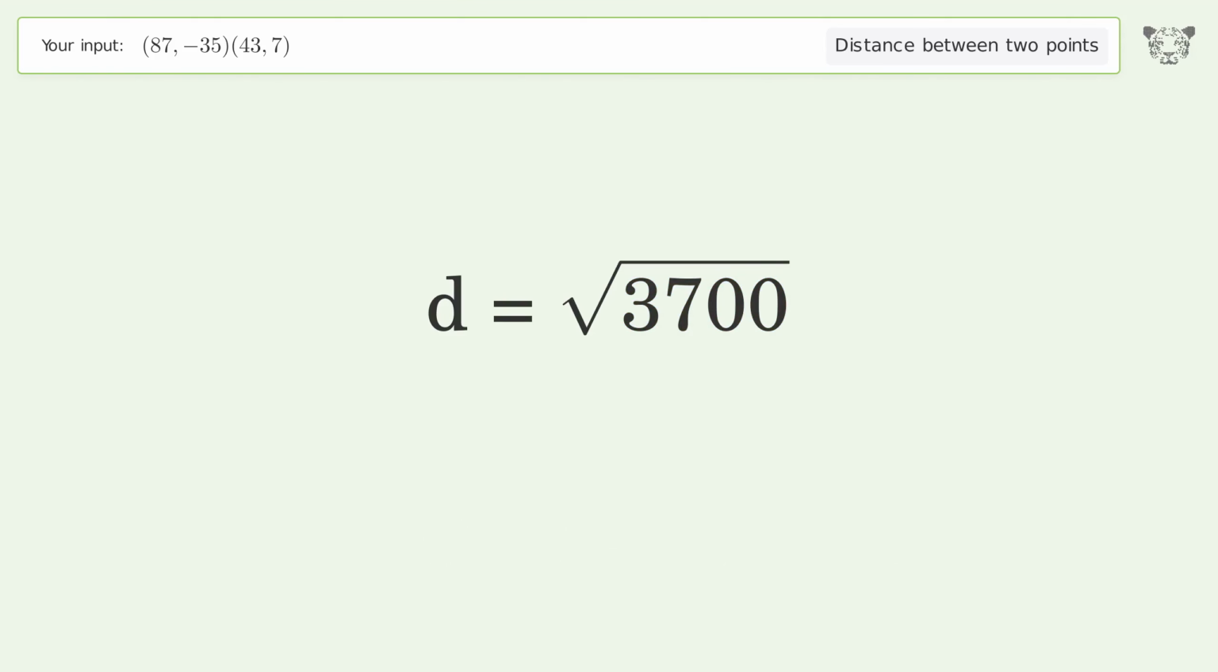And so the distance between the 2 points is the square root of 3,700, or 60.828.